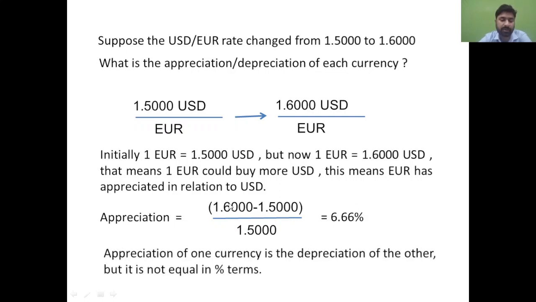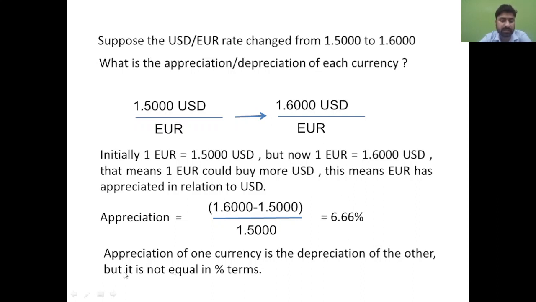So appreciation of one currency is the depreciation of the other currency. We already know that if the euro is appreciating, that means USD is going to depreciate. But think: if the euro is appreciating by 6.66%, will the same depreciation happen in USD? No, it is not. We'll see why the depreciation percentage will not be 6.66%.